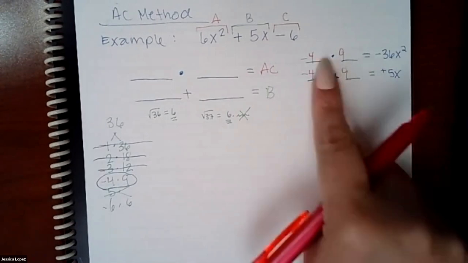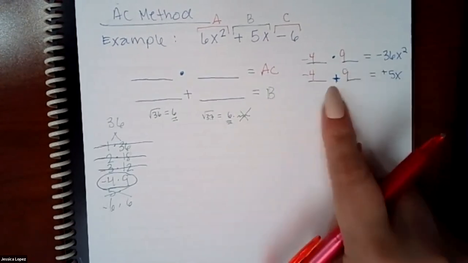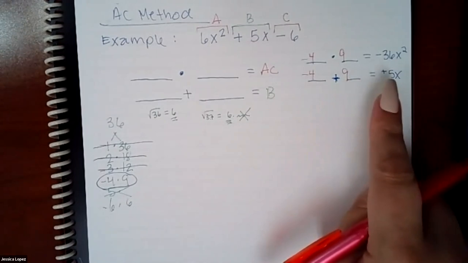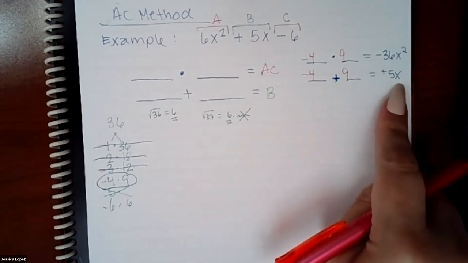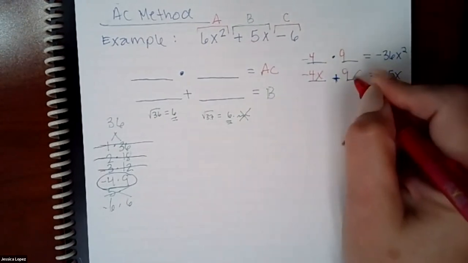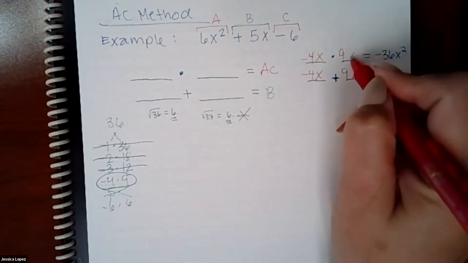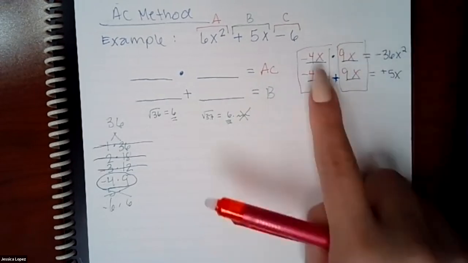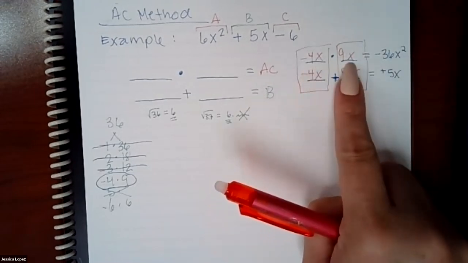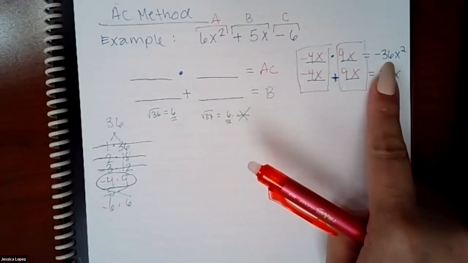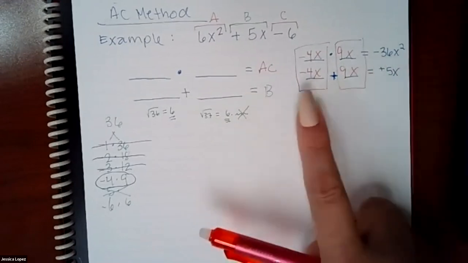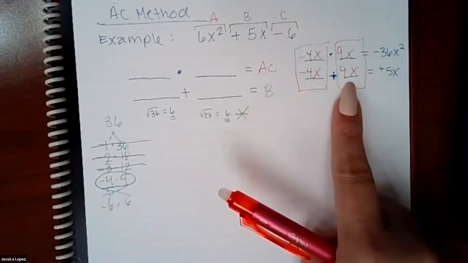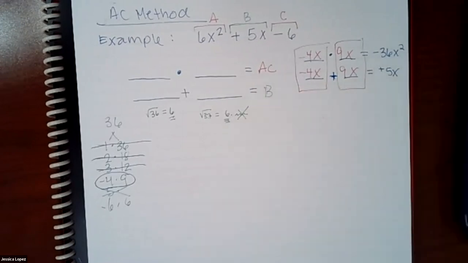But remember, the letters have to match also. So you can only add these numbers together if they are like terms. And since this has an X, it means both of these should have an X. And sure enough, these got to match and these got to match. So negative 4x times 9x, is that negative 36x squared? It is. Is negative 4x plus 9x positive 5x? It is. So these are the two numbers that I'm going to need to break up that positive 5x.